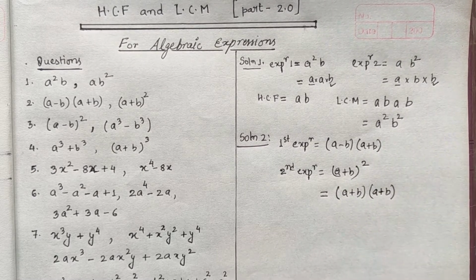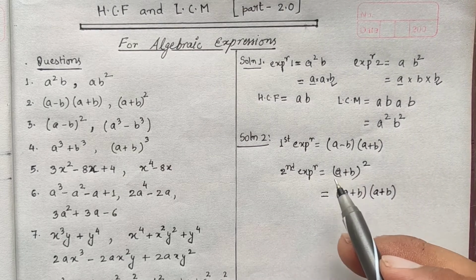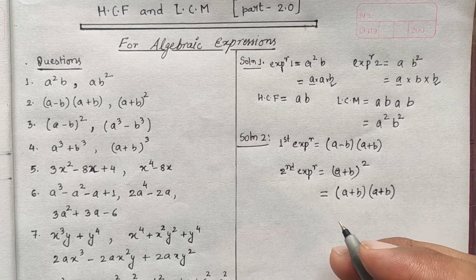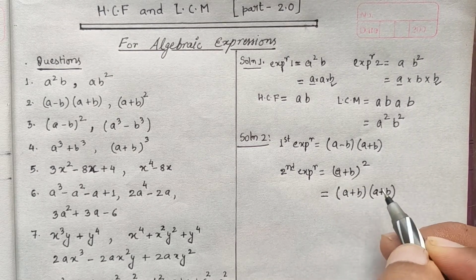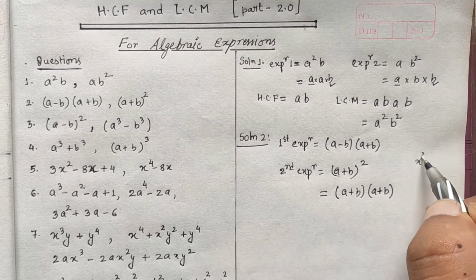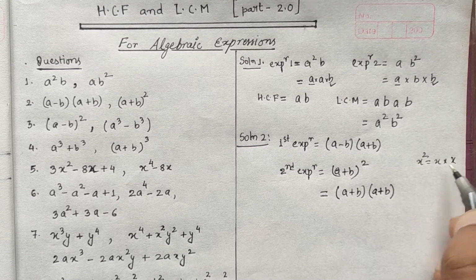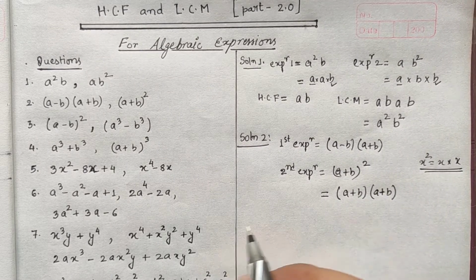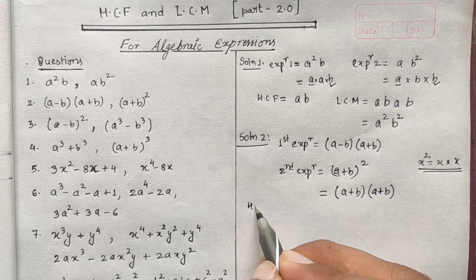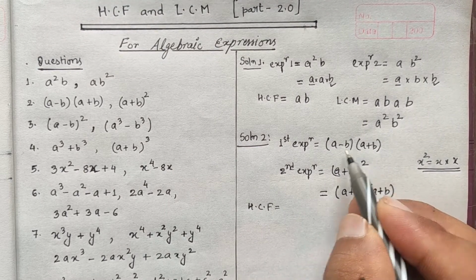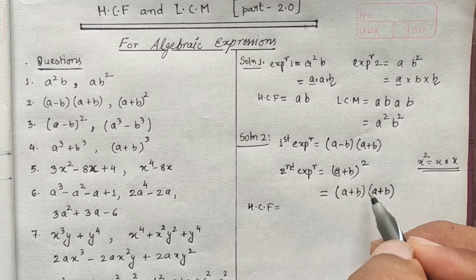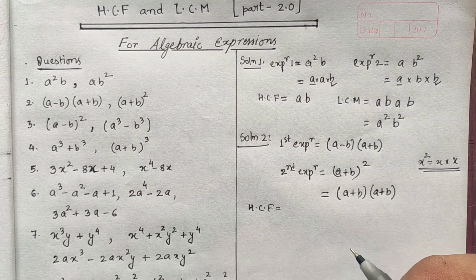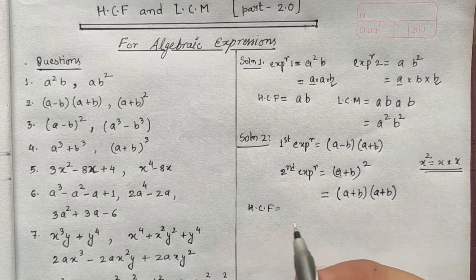In my previous videos I have written all the formulas that you can use here, so check that video if you don't know the formulas. This is the factorized form, because if there is x square, we can write x times x. Similarly here, this whole square means this times this. Now both of the terms are in factorized form, which means multiplication form, so you can write the HCF and LCM.